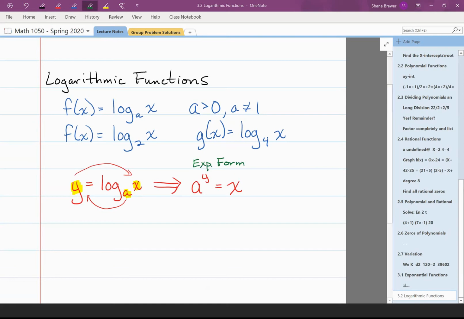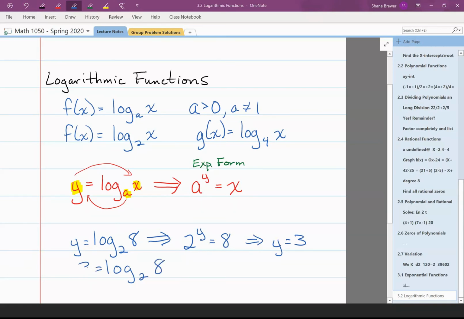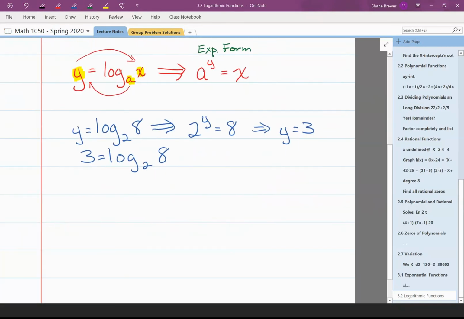So if you need to find log base 2 of 8, for instance, y equals log base 2 of 8. We've plugged an 8 in right there. If you need to figure out what that is equal to, you transform it to its exponential form: 2 raised to the y equals 8. And now you just have to figure out what y needs to be. y needs to be 3. So y must be 3. In other words, log base 2 of 8 equals 3. And that's how logarithmic functions work.